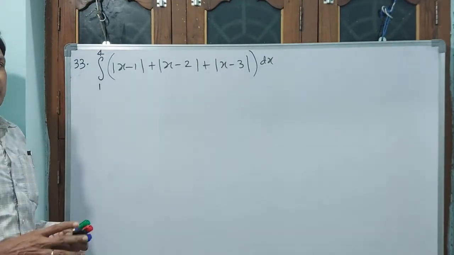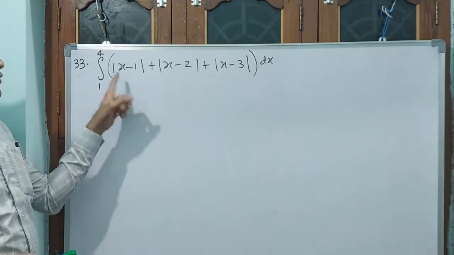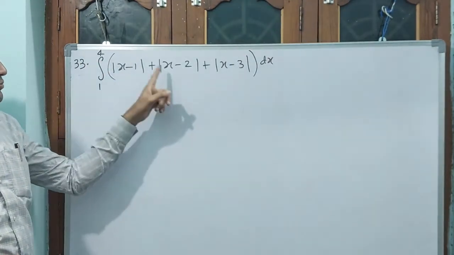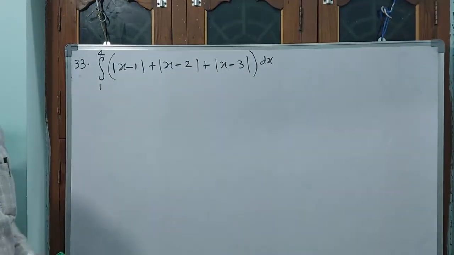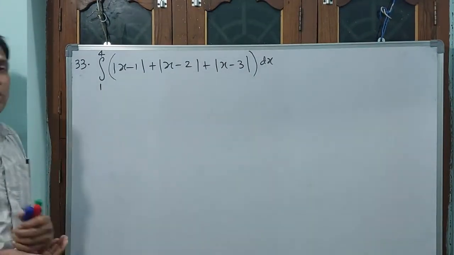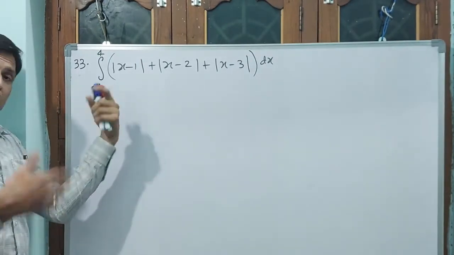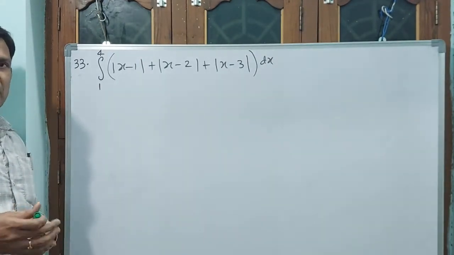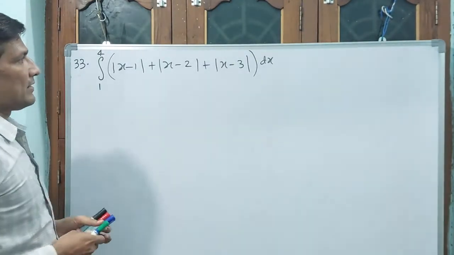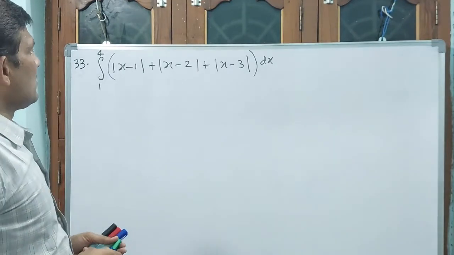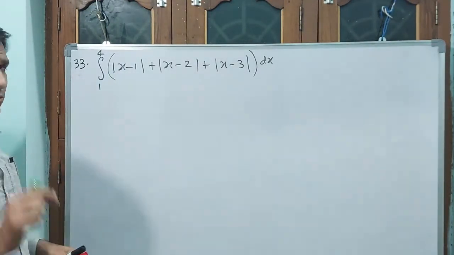See, question number 33. 33rd question. Integral 1 to 4 modulus of x minus 1 plus modulus of x minus 2 plus modulus of x minus 3 dx. Okay? See, such type of question already we have done, but separately we have done. Here they have jumbled. Even you can separate, that is not wrong. We will separate it. Why? Because that will be very easy to proceed further. See what I am doing now.